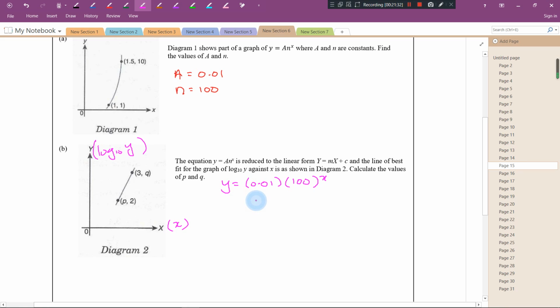So what to do next? Now we want to reduce it. From here, we refer to the axis given here. We know what to do, right? I just add log base 10 to both sides because I see here you have a log base 10 of y.